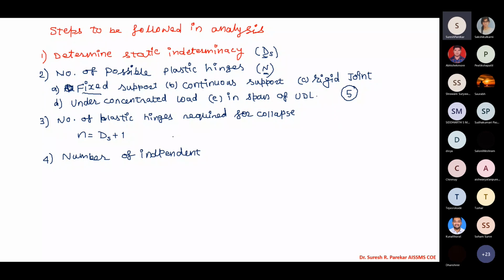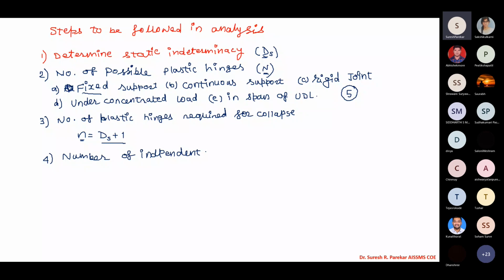The number of plastic hinges required for collapse, so we have n is equal to DS plus 1. So what is small n? That is number of hinges required for collapse, which is equal to DS plus 1. What is DS? DS is static indeterminacy.